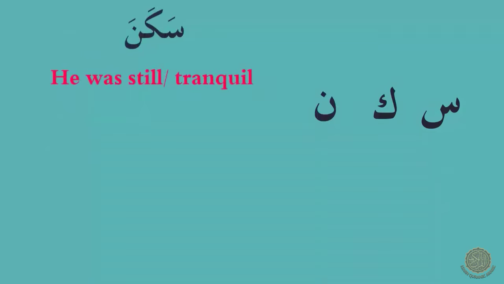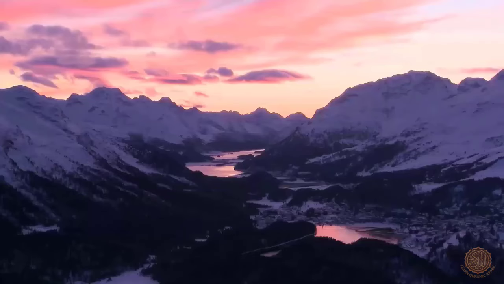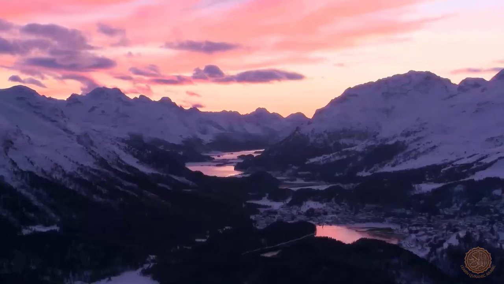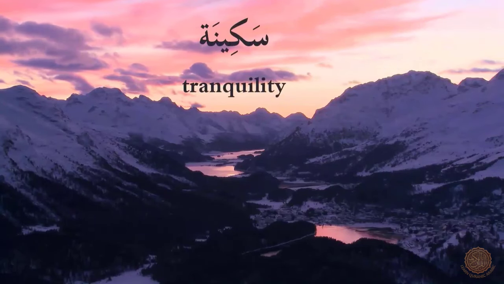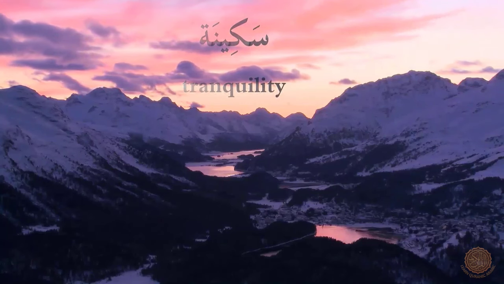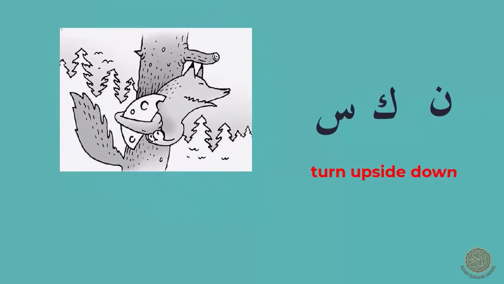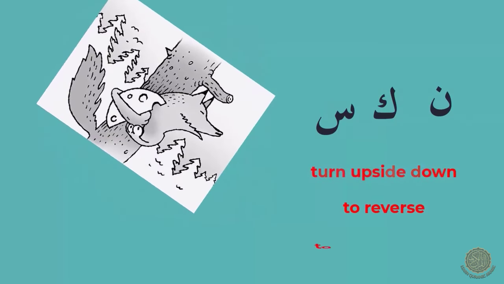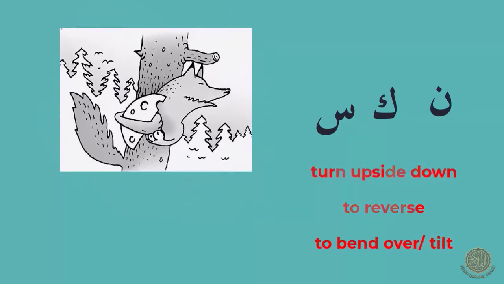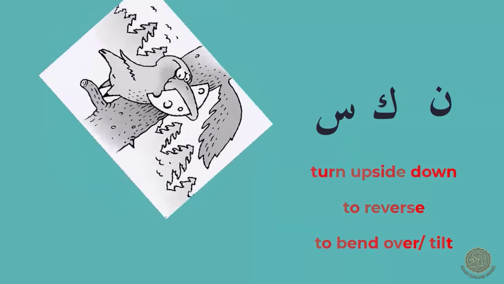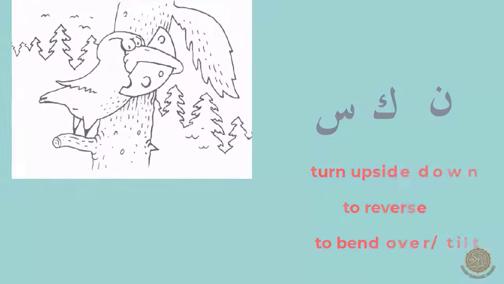Another example is the verb sakana, which means to be still, not to move, to be tranquil. And from these three base letters, we get the word sakina, tranquility. If we reverse the direction of these letters, we get the verb nakasa. Nakasa means to turn something upside down, or to invert, or to reverse, or to bend over, or to tilt. So actually, it has the opposite meaning of to be still and tranquil.